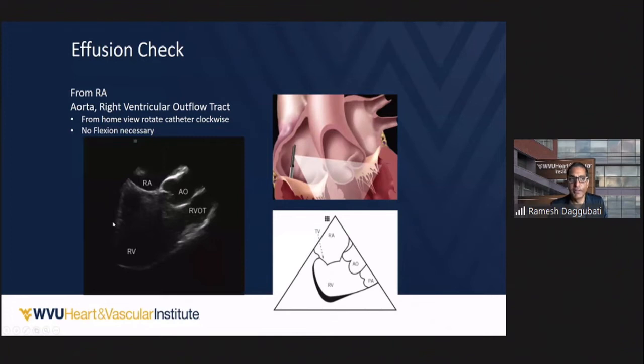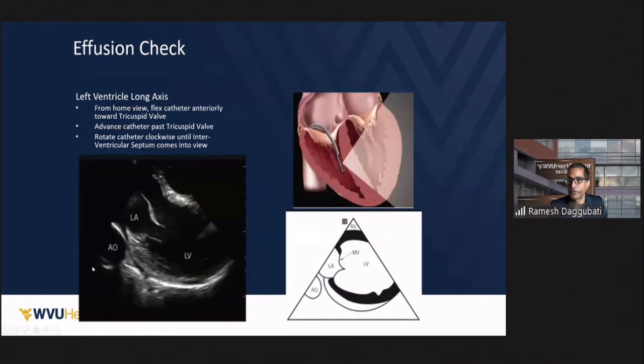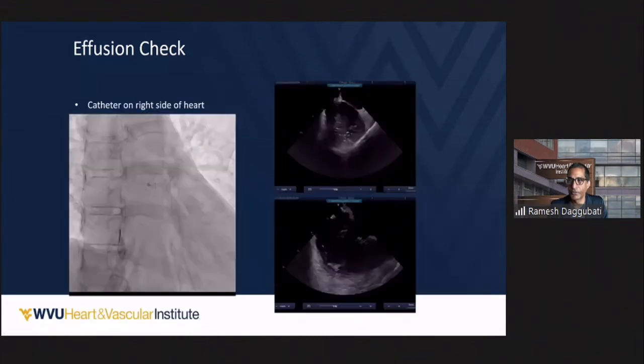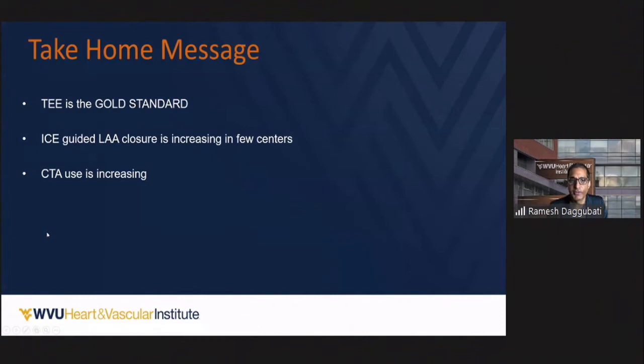Okay, so then finally with ICE, you can also check for effusion in both the views, as we mentioned, left ventricular long axis and short axis, and once you check that there's no effusion, you can take everything home. So my take-home message for imaging is that TEE is still the gold standard for WATCHMAN or any left atrial appendage devices.